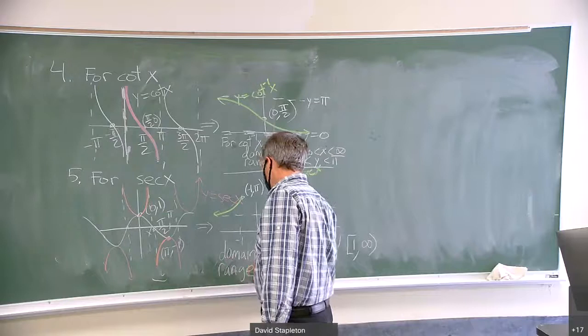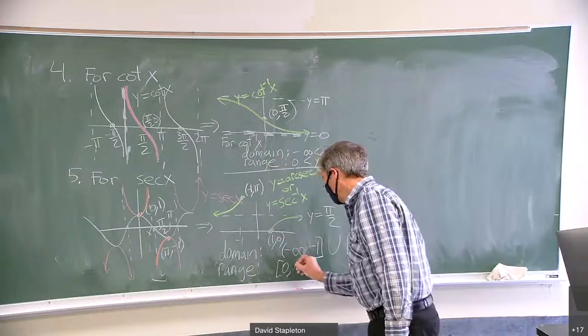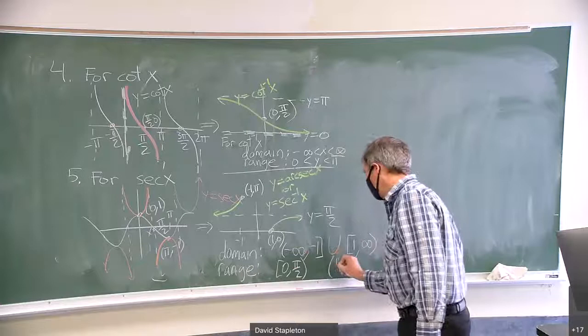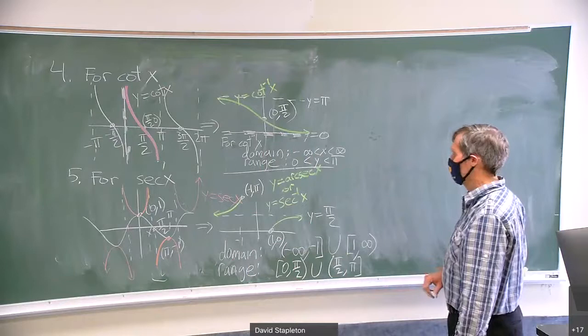Then the range, you can get any number from 0 up to pi, except you can't get pi over 2. So we'll say the range is 0 up to, but not including, pi over 2, so I'll draw a round bracket. And then from pi over 2, not including pi over 2, to pi, the union of those two. There's the domain and range for arc secant.